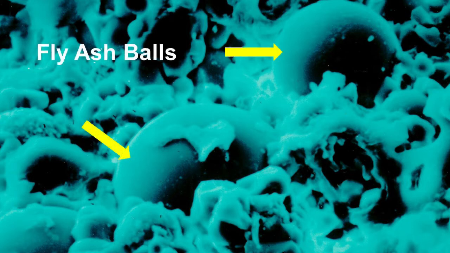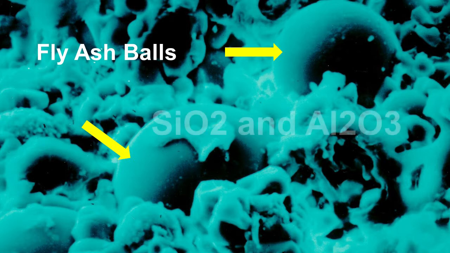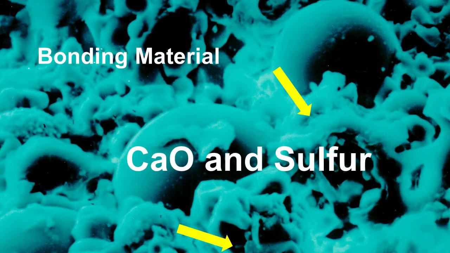Fly ash balls that are primarily made of silicon alumina or rock type material look a little bit like gravel and concrete in this photo. And then the bonding material, which is calcium and sulfur compounds. So it was a very similar mechanism and similar type deposit.